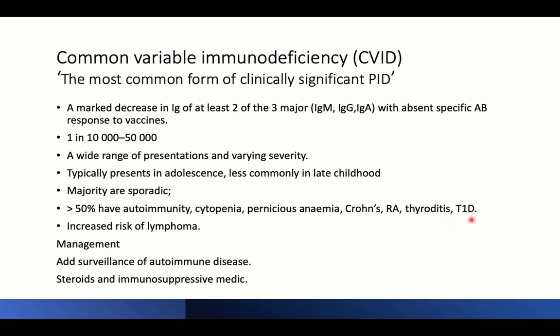So it's not uncommon for patients with type 1 diabetes, especially in adolescence and young adulthood, to present with common variable immune deficiency with marked deficiency in 2 or more of the major immunoglobulins. Okay, so with varying presentations depending on the deficient antibodies. There is increased risk of lymphoma in this presentation.